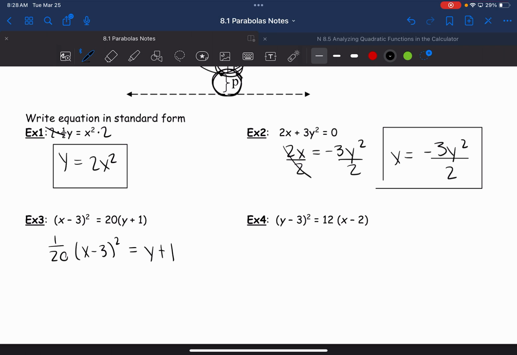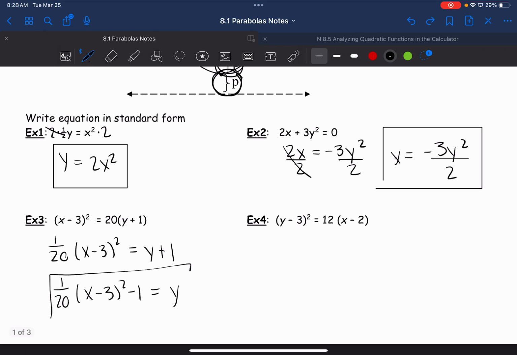And then from here, I would move something over, right? If I distribute it, I'm moving a 20 over. If I just divide it, I'm just moving a 1 over, right? So then I'd have 1 over 20 times x minus 3 quantity squared, minus 1 equals y, right? If I had it distributed, now I'd go through and divide everything by 20, and I'd still end up with this term out in front, and this would become the negative 1. All right, perfect.